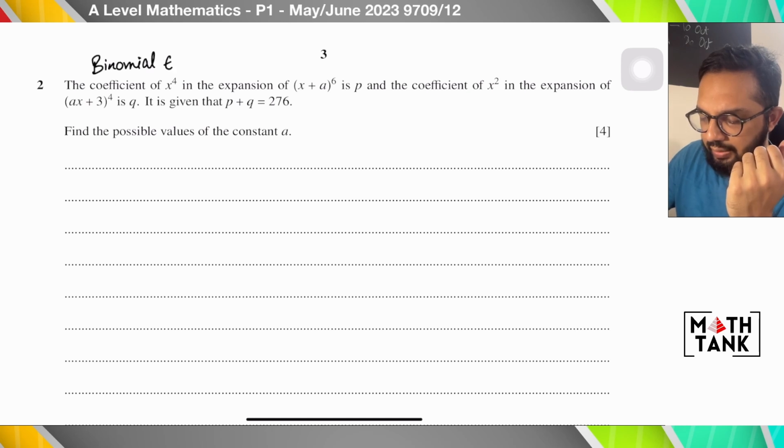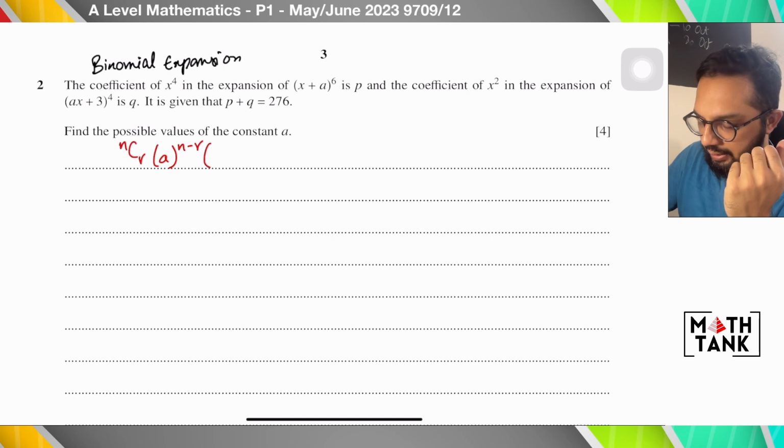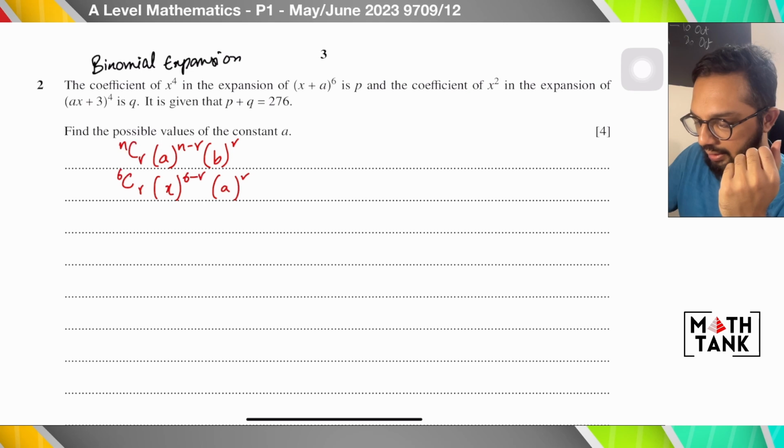I am targeting specific terms, so I am going to find the coefficient of x power 4. I'm taking out the terms nCr, a power n minus r, and b power r. So 6Cr, x power 6 minus r, and a power r. I'm using this where my n is 6, a is x, and b is a.